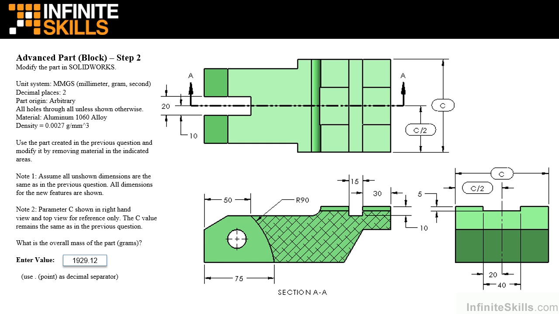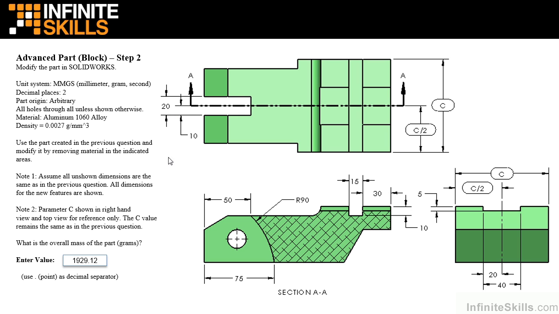The second cut extrude feature, you'll see it's centered on the part in this direction here. And that's why we have the C and the C divided by 2 dimension. We have a 20 dimension. The extrude cut feature is 40 wide and 5 deep. Our third feature is also centered. Again, that's why we have these 2 dimensions. It's located 10 off the center line, and the extruded feature is a size of 20.